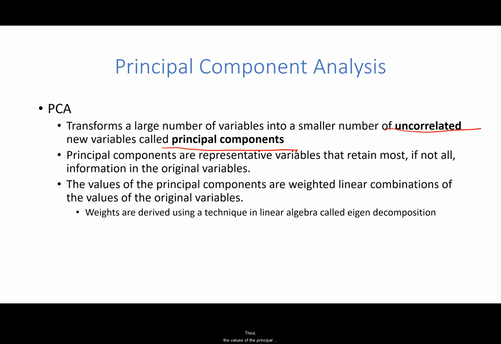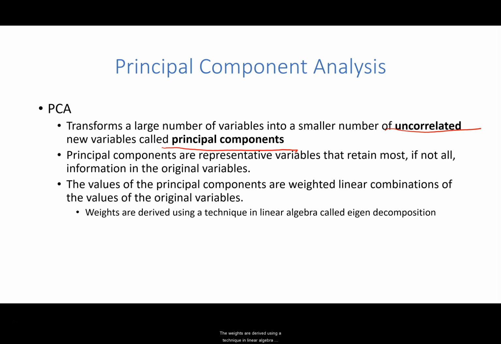Third, the values of the principal components are weighted linear combinations of the values of the original variables. Okay, the values of the principal components are produced based on the values of the original variables. Well, that is no surprise. One thing that PCA does is to provide us with the weights to be used in computing the principal component values from the original variable values.